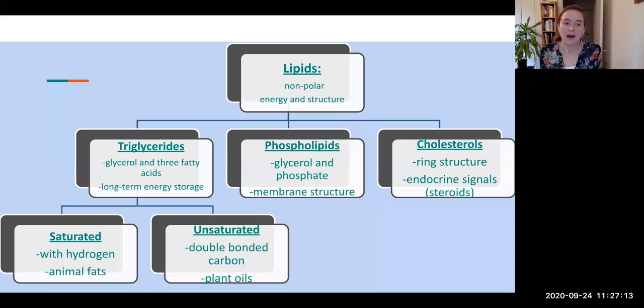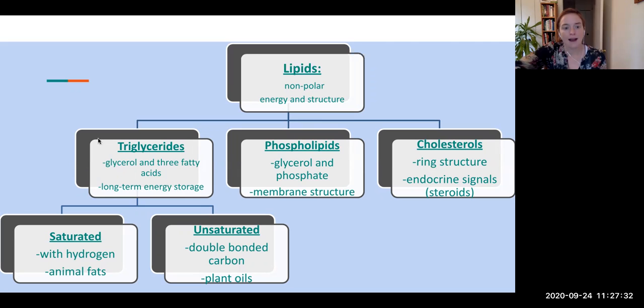I made a little concept map here that these slides are shared with you that you're welcome to use if it helps you. It sort of helps me break down 3 main classes of lipids. We'll look at triglycerides first, then phospholipids, and then we'll wrap up with cholesterols.